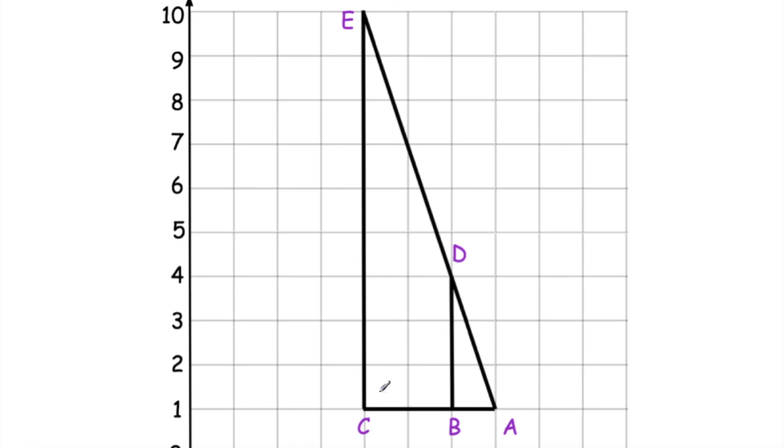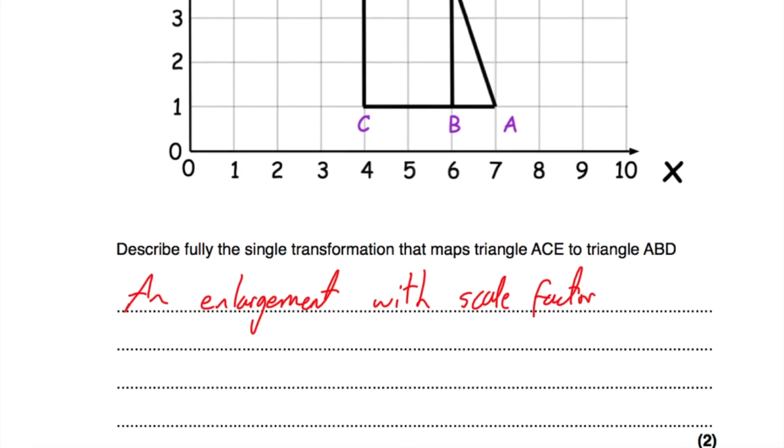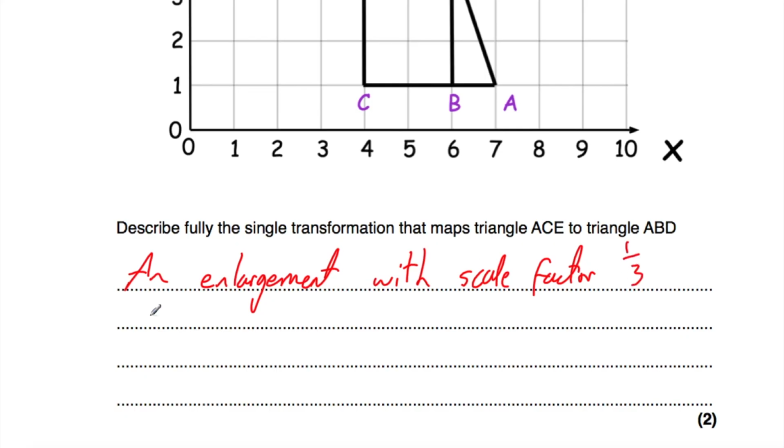Let's check on the heights. The height of triangle ACE, that's 1, 2, 3, 4, 5, 6, 7, 8, 9. If we do a third of that, that's 3. And the height of that one is 3. So the scale factor of enlargement is a third because it's a third of the size. So a scale factor of a third with center of enlargement.